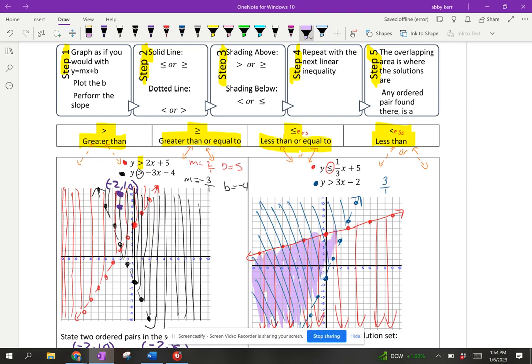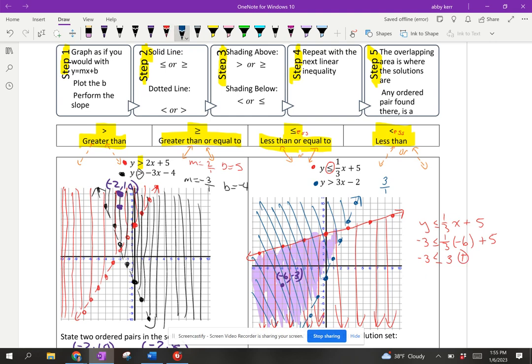And then I will show you what it means to be a solution. So anywhere in that purple, for example, negative 6, negative 3, if you plug that back into our red inequality, so if you put negative 3 in for y, and then 1/3 negative 6 plus 5, it is telling you that negative 3 is less than or equal to a positive 3, which is a true statement.